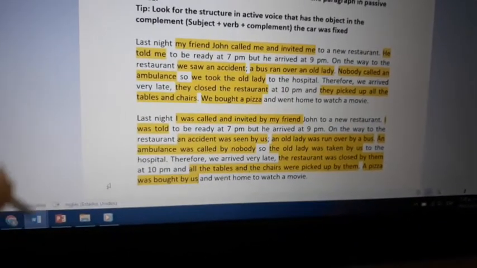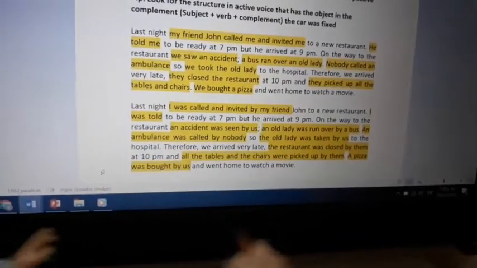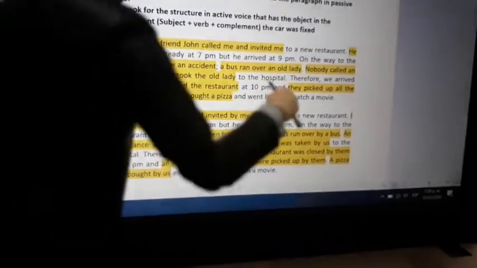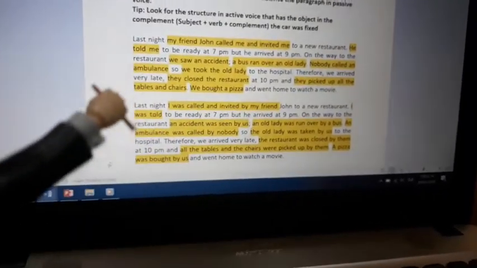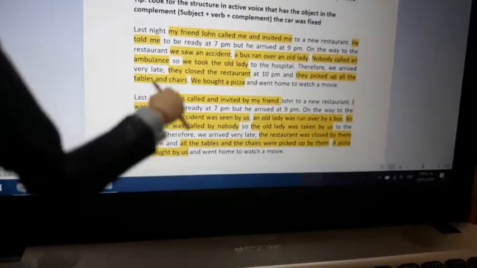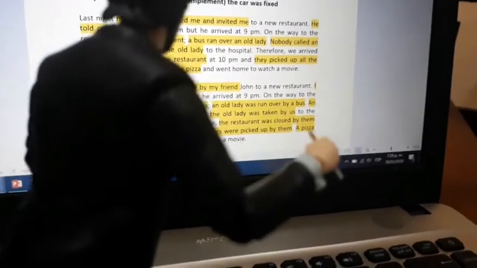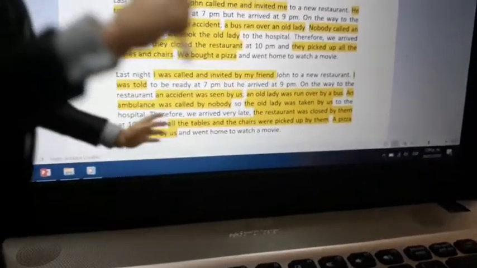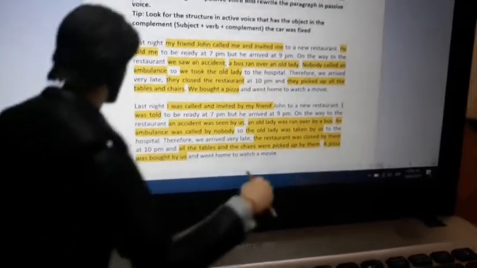The following one was: nobody called an ambulance. So, an ambulance was called by nobody. So we took the old lady to the hospital. The old lady was taken by us to the hospital. Therefore, we arrived very late. They closed the restaurant. The restaurant was closed by them at 10 p.m. And they picked up all the tables and chairs. All the tables and chairs were picked up by them. We bought a pizza and went home to watch a movie. So a pizza was bought by us and went home to watch a movie.